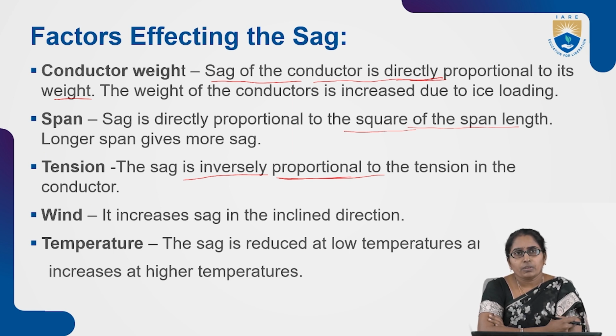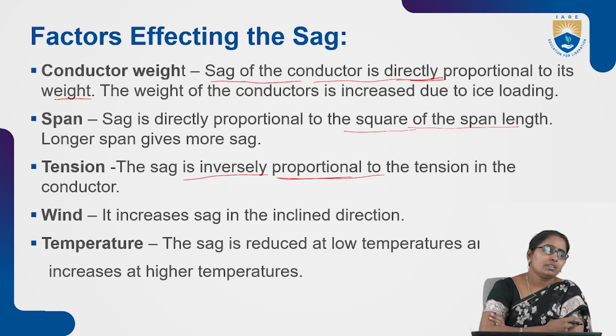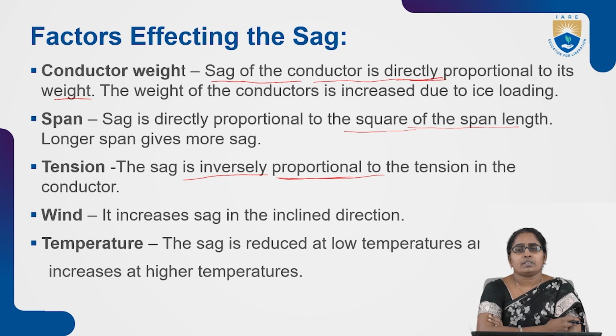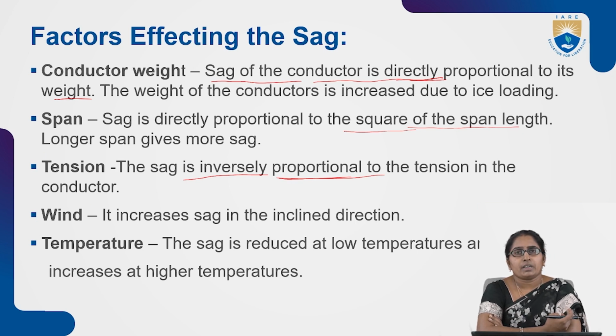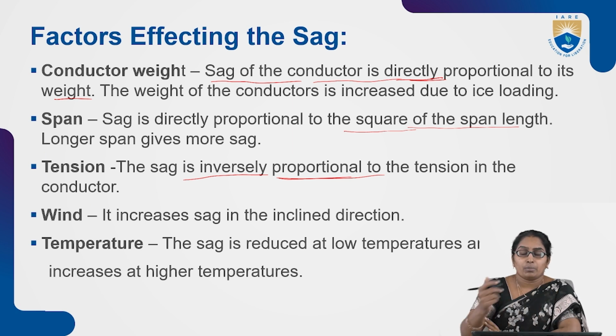Now last one, fifth one, temperature. So we can say that when the temperature is more, the sag is going to increase, because at higher temperatures the conductor's length is going to increase a little bit, right? So that is the case. So it is directly proportional. The sag is reduced at low temperatures and increases at higher temperatures.